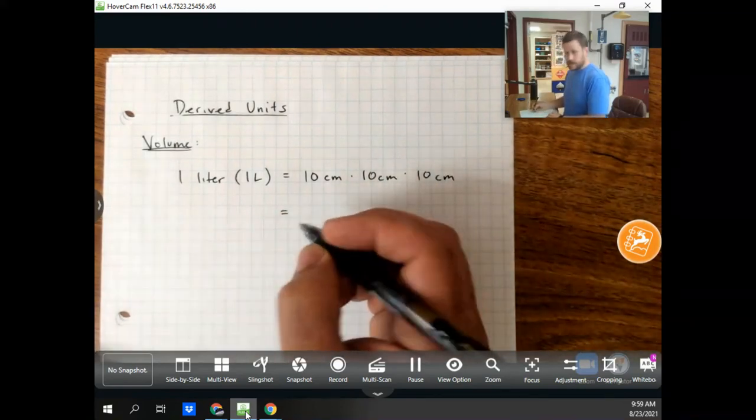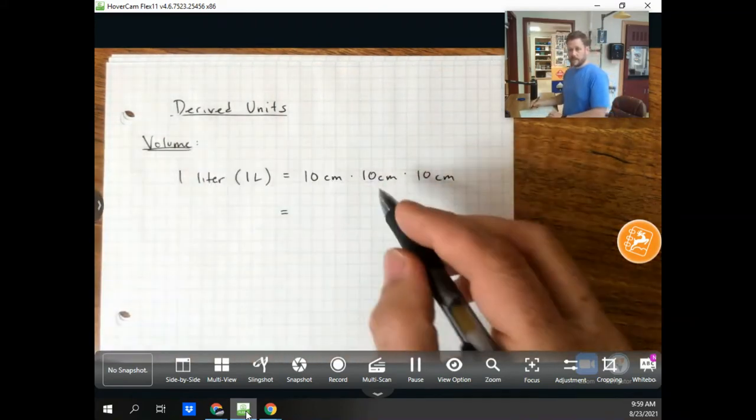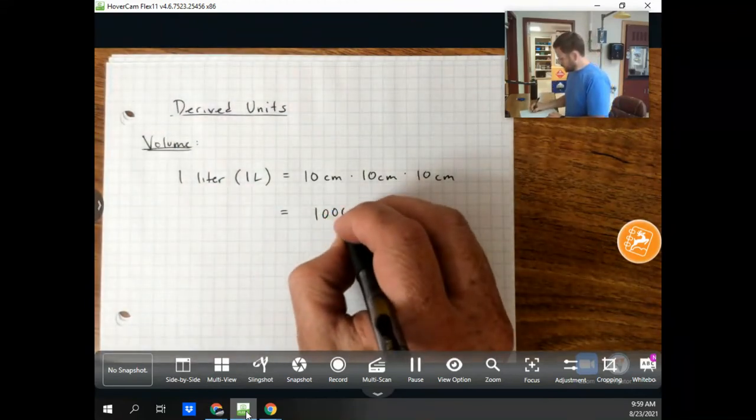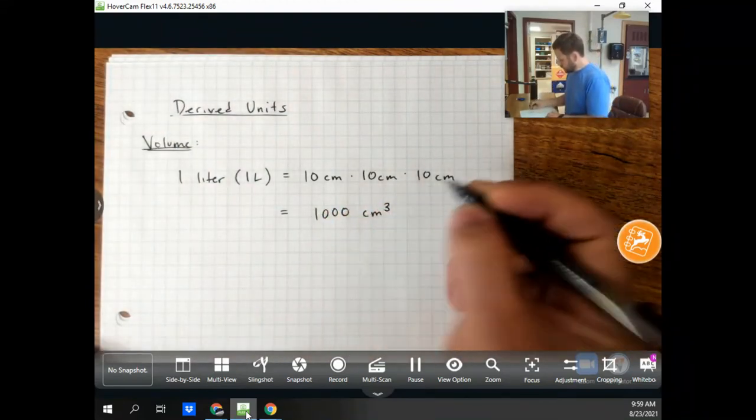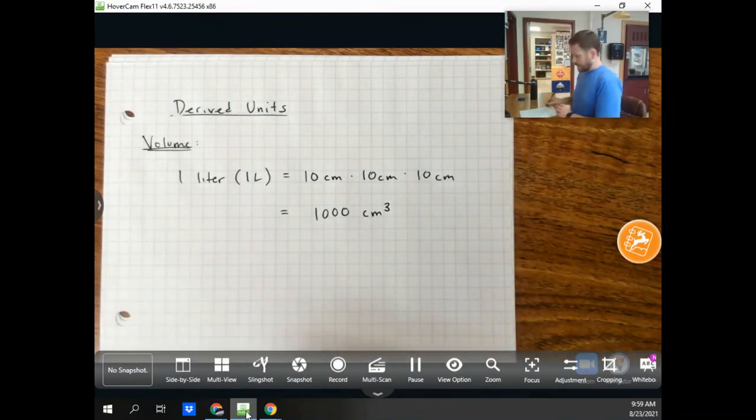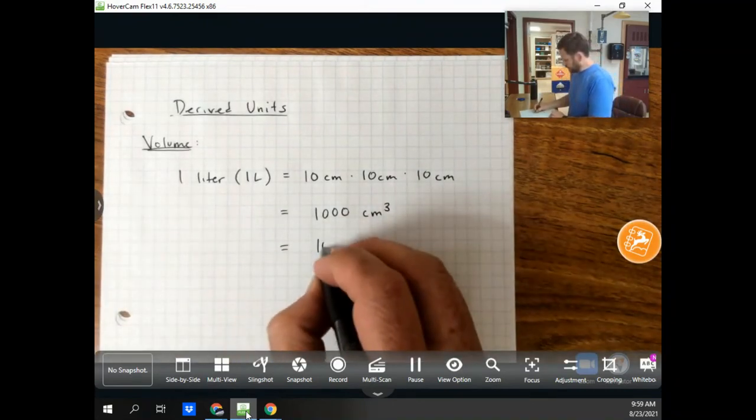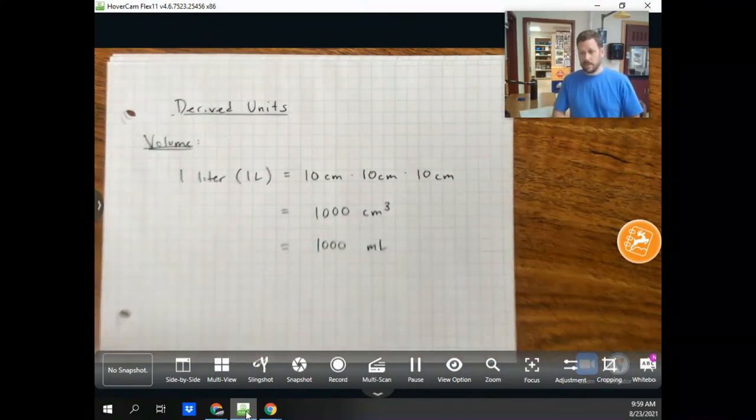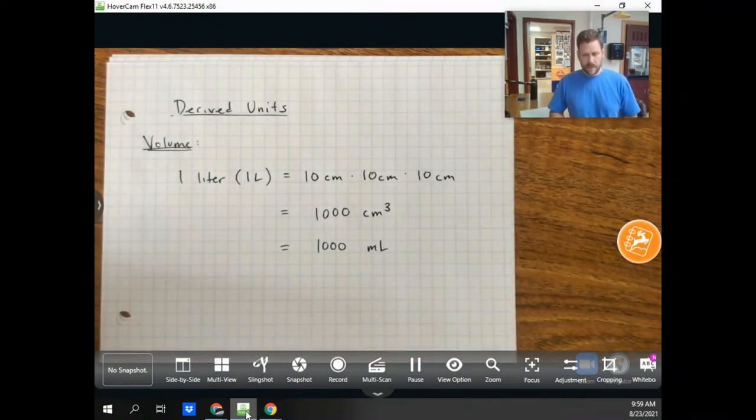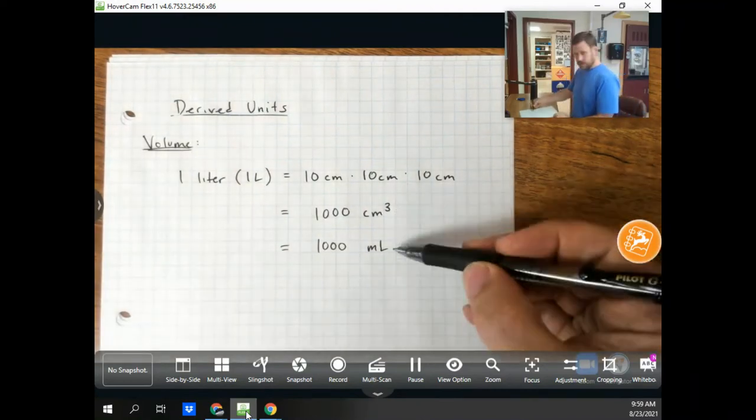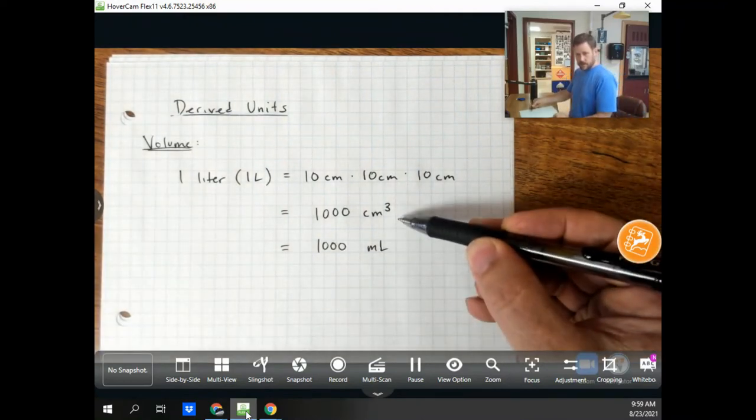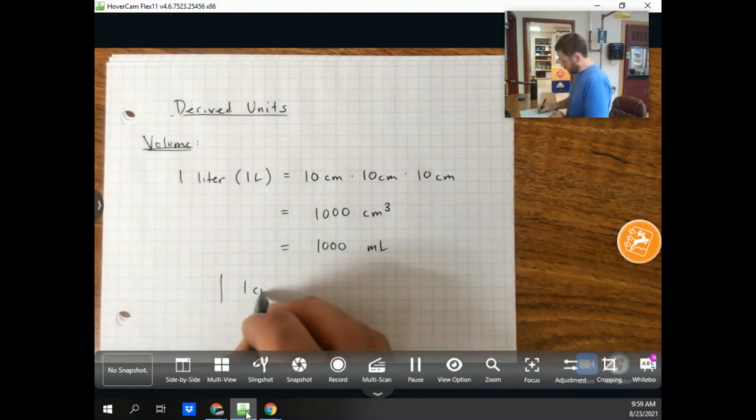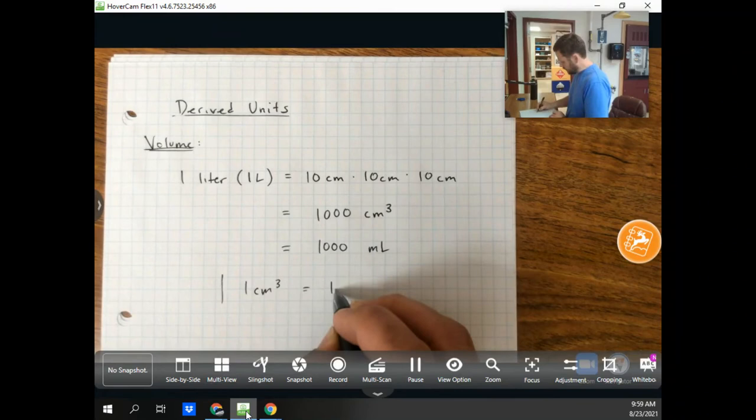Of course, 10 times 10 times 10 is 1,000. But centimeters times centimeters times centimeters is not centimeters, it's centimeters cubed. So a liter is 1,000 cubic centimeters. And that is equal to 1,000 milliliters, since a liter is 1,000 milliliters, right? Milli means thousandth. So it's this relationship that I want to emphasize, the one between cubic centimeters and milliliters, and we're going to summarize it by writing that 1 cubic centimeter is 1 milliliter.